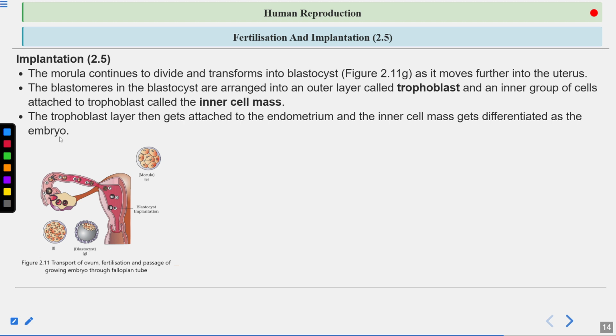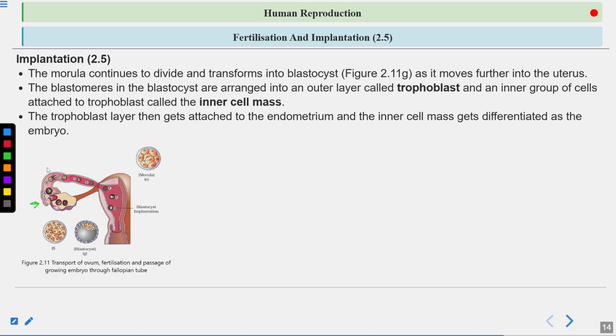So again, you can see in this image, these are the ovaries, and they are releasing the egg. The egg is captured by the fimbriae of the fallopian tube. Then they reach the ampullary region where fertilization occurs. After fertilization, a zygote is formed, which is diploid. In the zygote, mitotic divisions occur, which is known as cleavage.